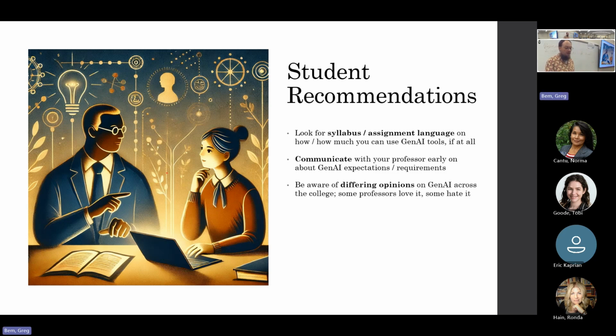Be aware of differing opinions on Gen AI across the college. Some professors love it, some hate it, some are in between. I would say most of us are exploring, we're trying to figure it out. So giving each other, giving all of us grace when it comes to having these conversations is big as well. Include statements of use and citations. If you do end up using any of these tools, just throw in a comment saying you used it to help edit your paper or you found some initial sources using it. The more that you are transparent about your use, the better position you'll be in.